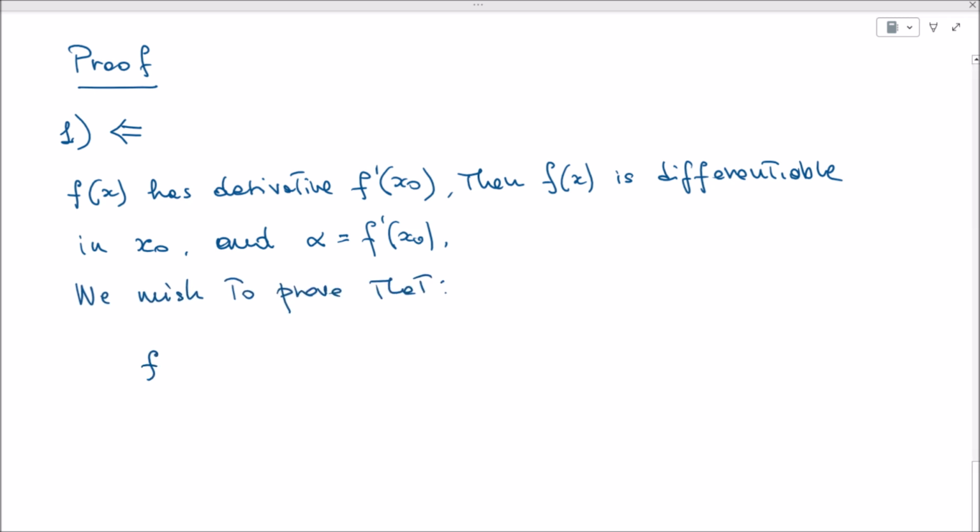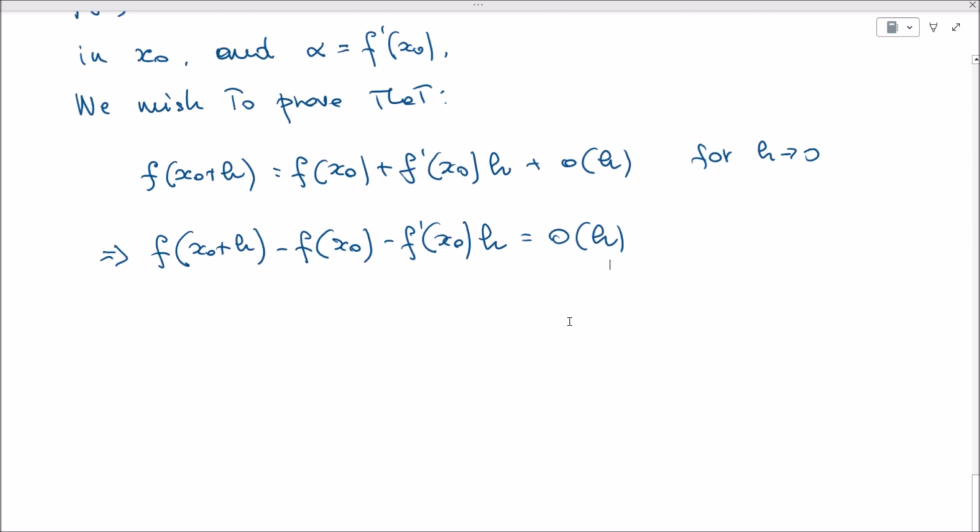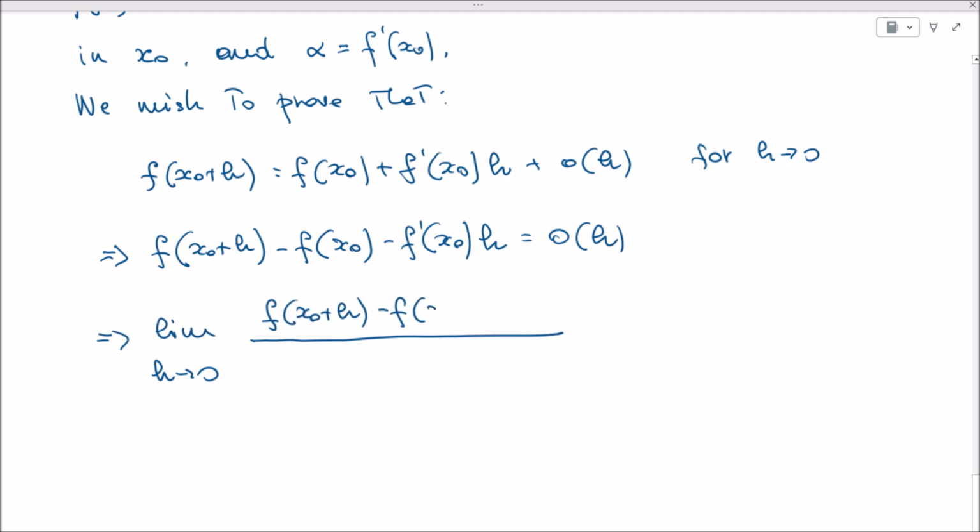that f of x naught plus h can be expressed as f of x naught plus f prime of x naught times h plus little o of h for h that goes to 0, which is just like saying that f of x naught plus h minus f of x naught minus f prime of x naught times h is equal to little o of h, which again is just like saying that the limit as h goes to 0 of f x naught plus h minus f x naught minus f prime of x naught times h, all divided by h, is equal to 0.